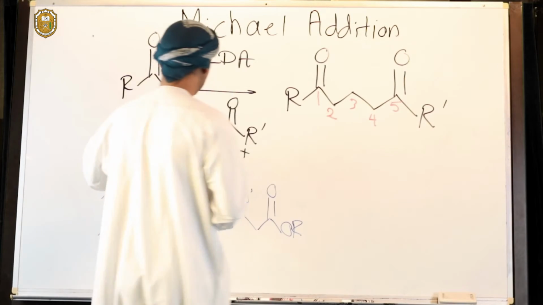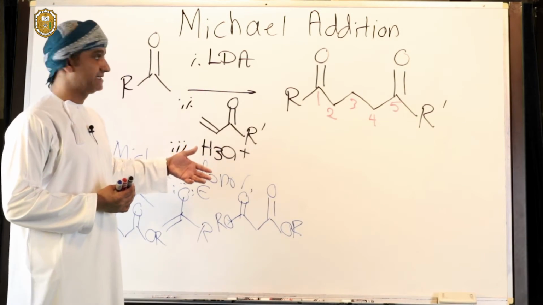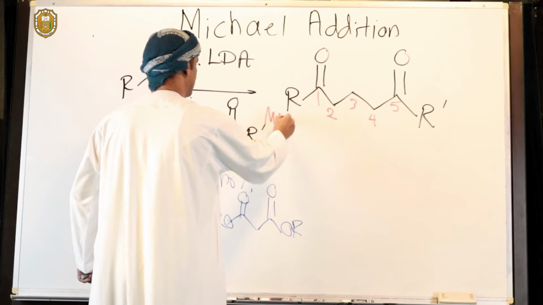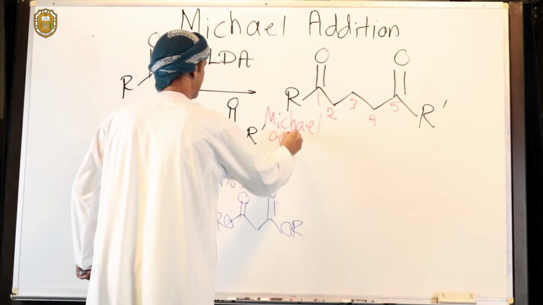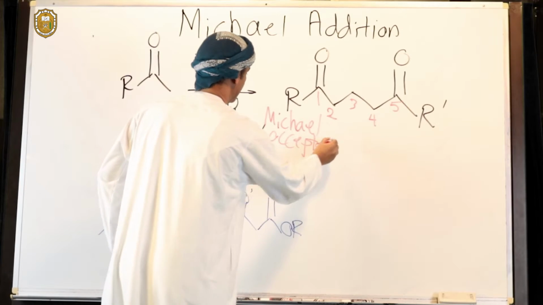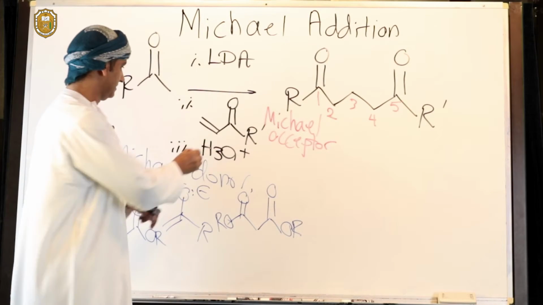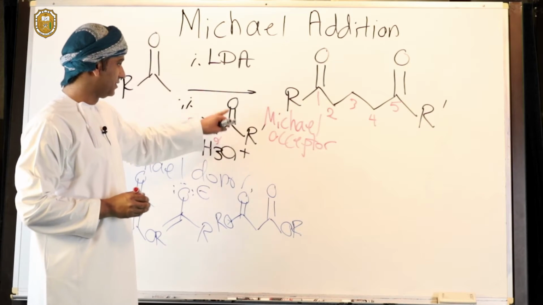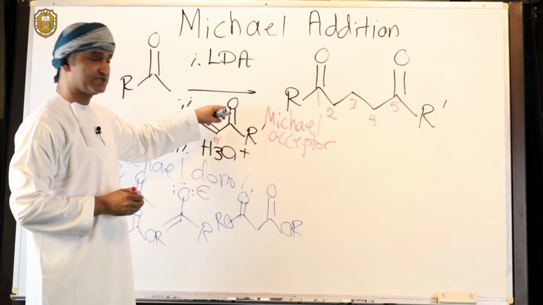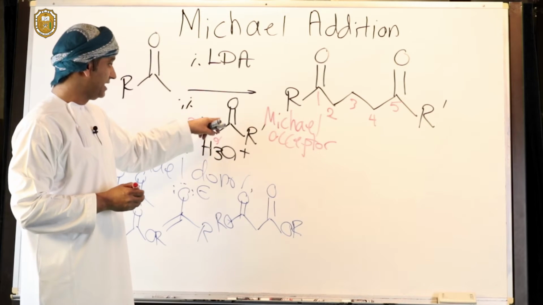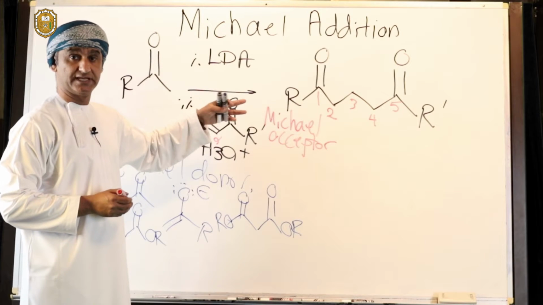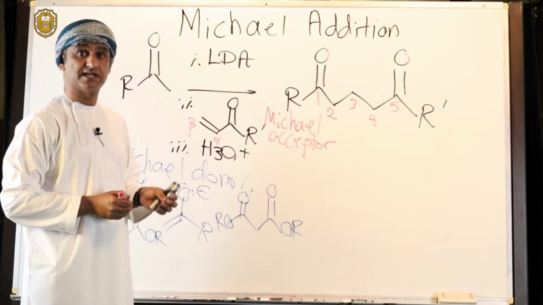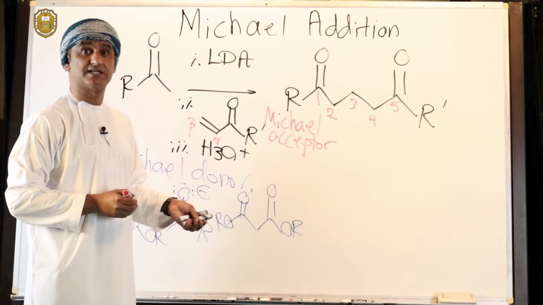Not only can we have Michael donors, we can also have Michael acceptors. Actually, the alpha beta unsaturated carbonyl compound is the Michael acceptor. So what's required in a Michael acceptor is a double bond between the alpha and beta carbons, and of course a multiple bond nearby. So this does not actually have to be a carbonyl compound. We could have an ester, we could have a ketone, any carbonyl compound that's alpha beta unsaturated. But not only that, we could have alpha beta unsaturated nitroalkenes. We can have alpha beta unsaturated nitriles.